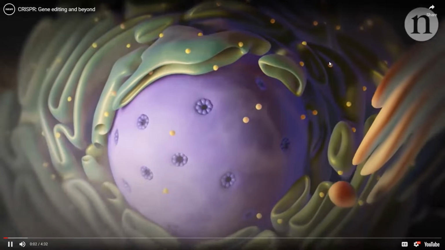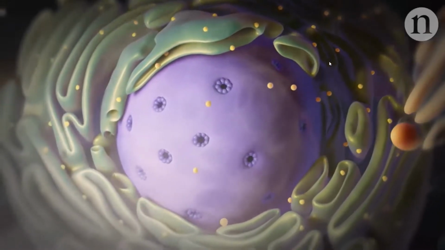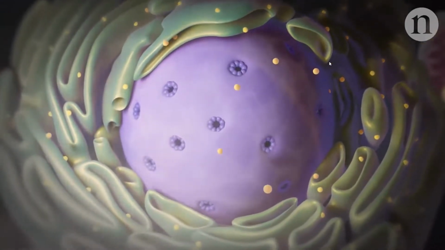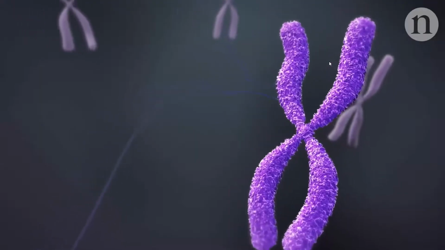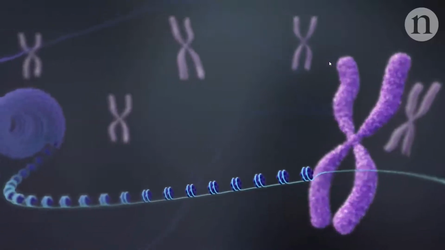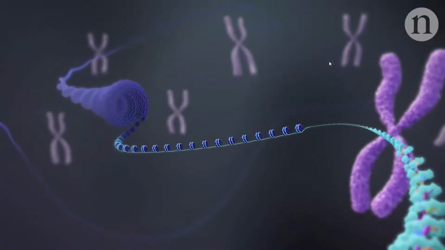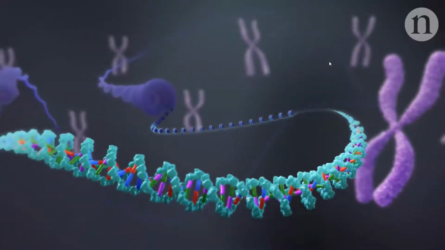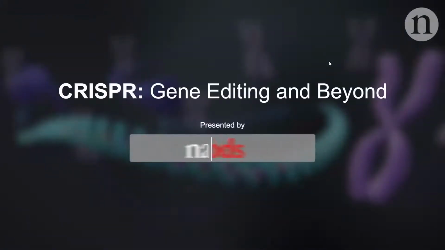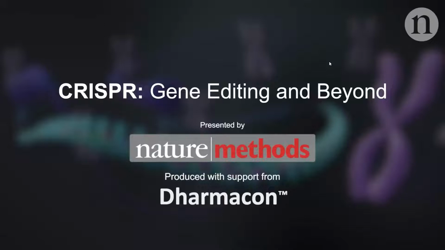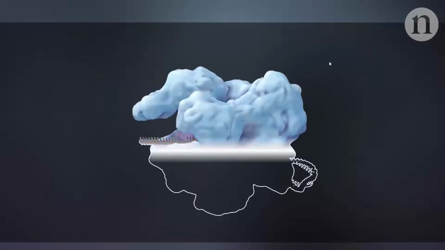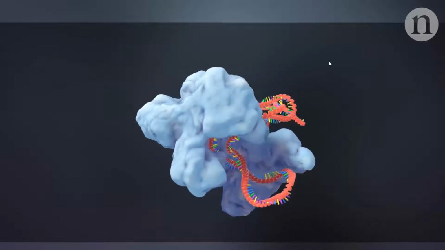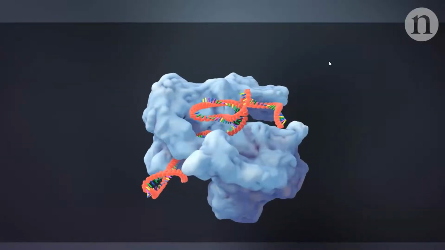The CRISPR-Cas9 system is a tool for cutting DNA at a specifically targeted location. The technique has already revolutionized gene editing, but scientists are always looking for new possibilities. So what else can CRISPR do? Since being discovered in a bacterial immune system, CRISPR-Cas9 has been adapted into a powerful tool for genomic research.